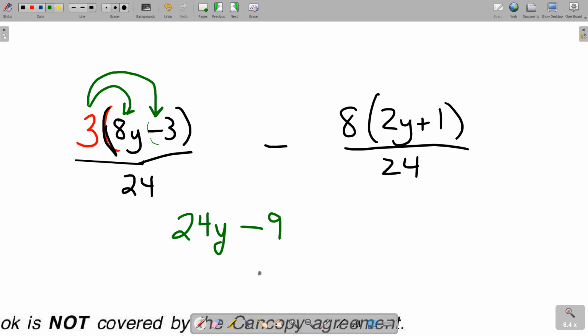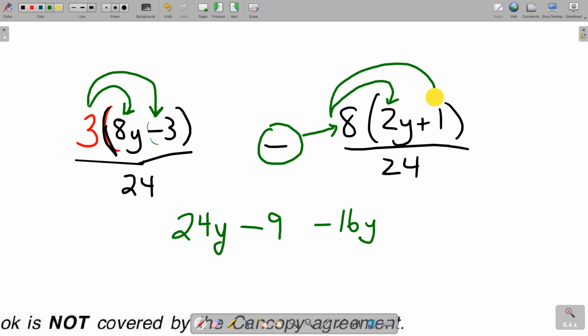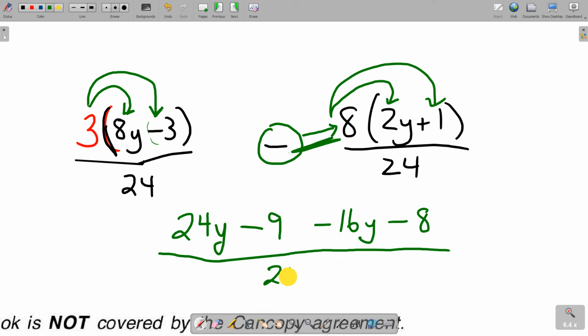I'm about to pull a fast move on you. Ready? I'm going to make this a negative 8 because it's minus the 8. So I'm going to use a negative 8 to multiply through. Negative 8 times 2, negative 16y. Then I go back over here. Negative 8 times 1, negative 8, all over the large vinculum, because now they've got the same denominator of 24.